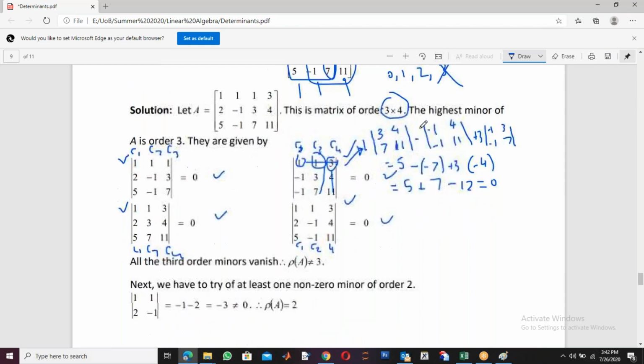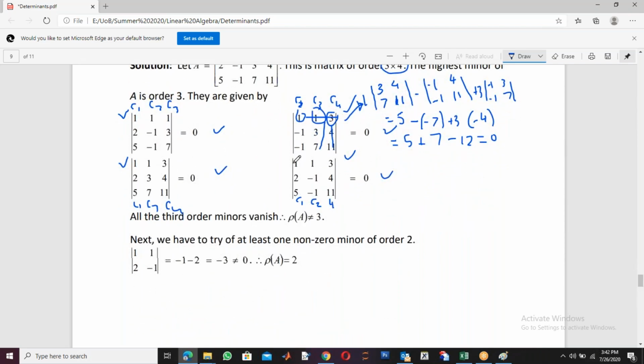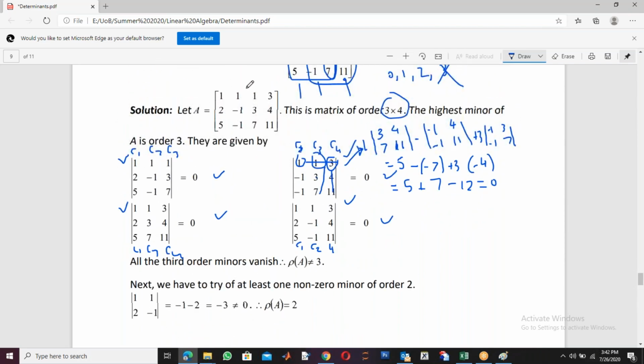So I will go and see the 2 by 2 rank. I pick the first 2 by 2 minor, this one. There are many 2 by 2 minors, but let's start with the first one. I picked the first 2 by 2 minor and saw the determinant is non-zero. It means I do not have to check other 2 by 2 minors, because the first 2 by 2 minor is non-zero, so rank has to be 2.